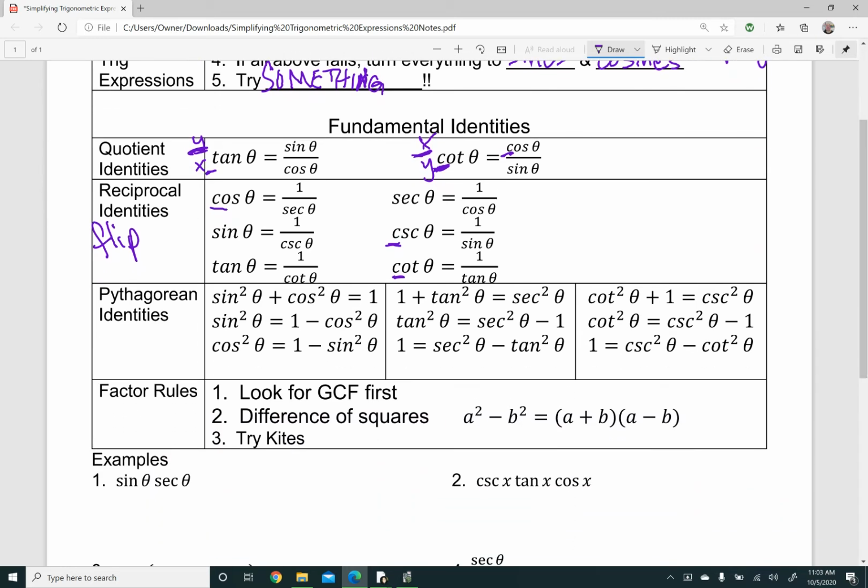Then the key ones here are the Pythagorean identities. So we have sine squared plus cosine squared equals 1. To get all these other ones, for sine squared, I subtracted cosine squared from both sides. For cosine squared, I subtracted sine squared from both sides. Then here's my main Pythagorean identity for this. To get from here to here, I divided everything by, let's see, what did I divide it by?